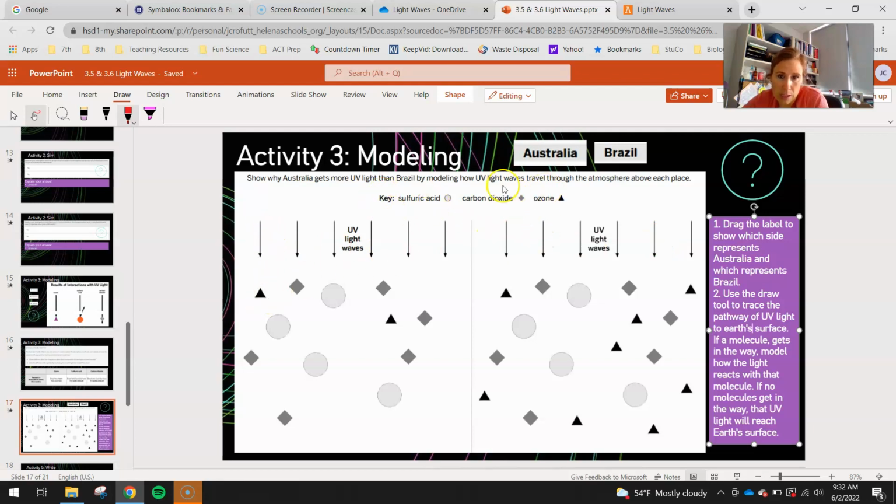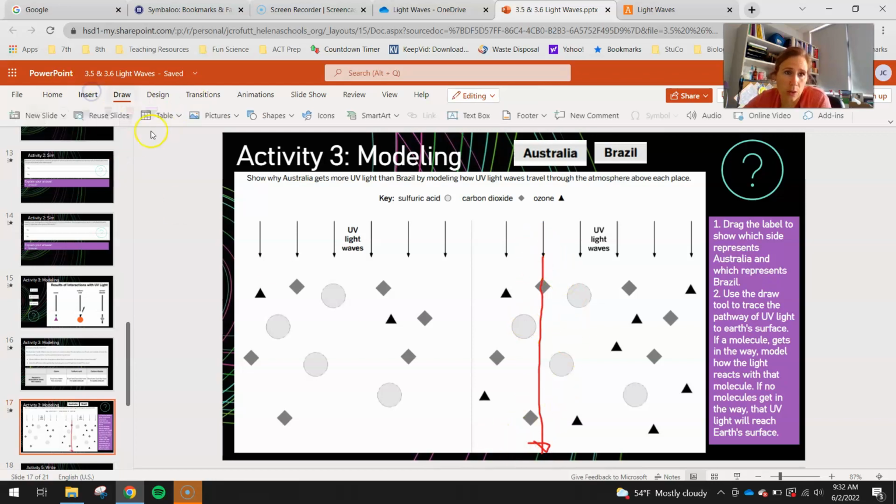Okay, let's take, for instance, carbon dioxide. So let's look at this one here. If I hit a carbon dioxide molecule, I know that UV light goes straight through it. So I'm going to draw an arrow all the way down. It didn't run into anything else. That's about as straight a line as I can get.